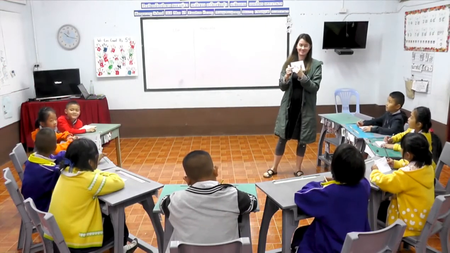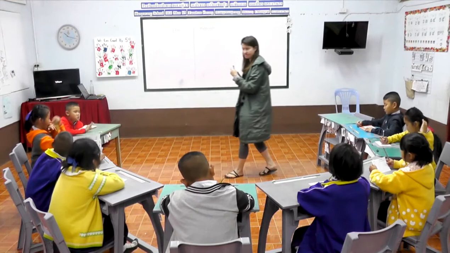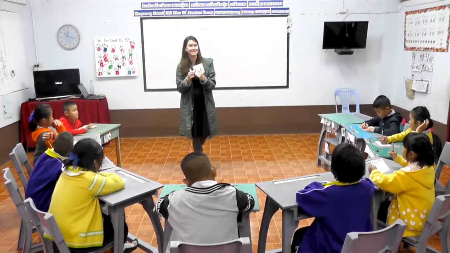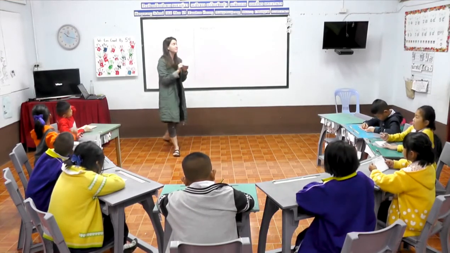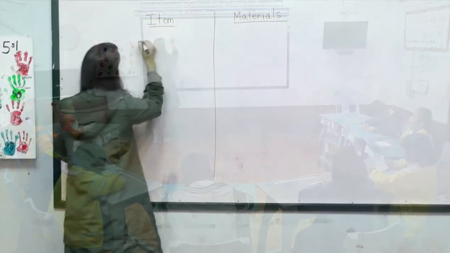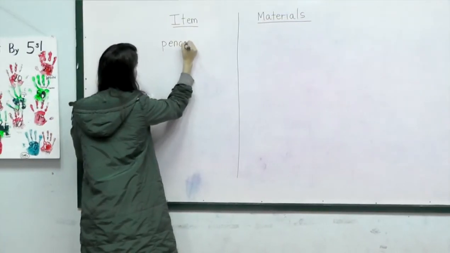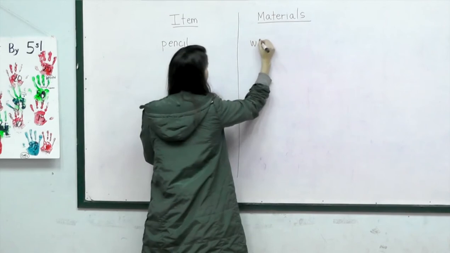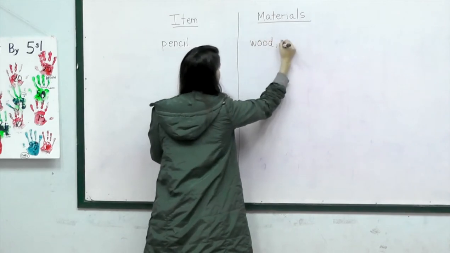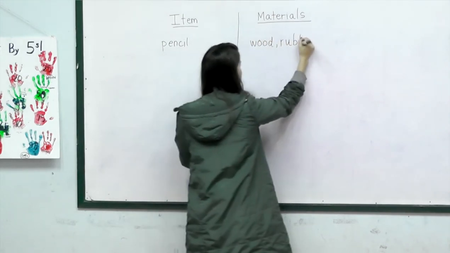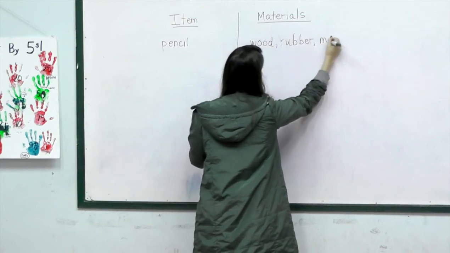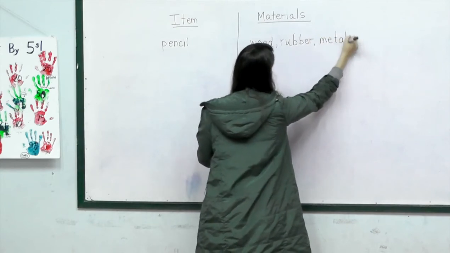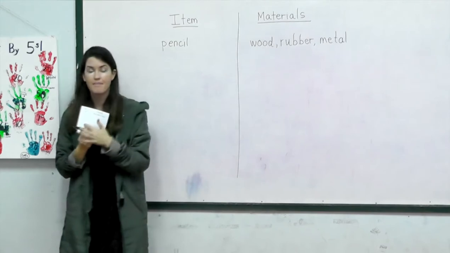What is our first item? Something in your hand. Pencil. We've got a pencil. And what is our pencil made of? Wood. What else? Rubber. And metal. Good. Okay, so we're going to use our paper.